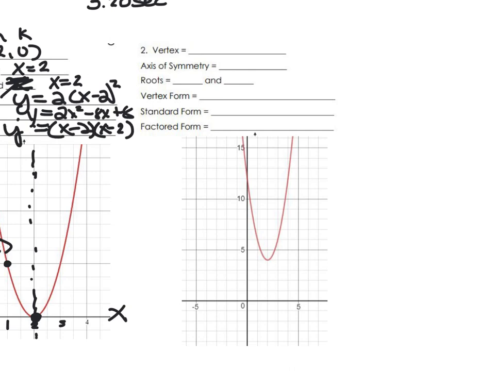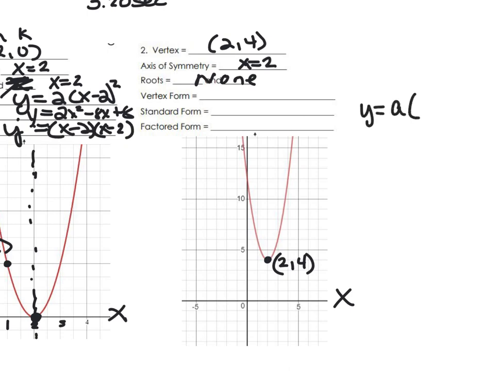All right, this one, vertex is 2, 4, correct? So 2, 4. So my axis of symmetry is x equals 2. My roots, there's none. It's not crossing the x-axis, right? So vertex form. So y equals a times x minus 2 squared plus 4. Remember, h and k, they go here. Okay, so vertex form, oops, I got to find a.